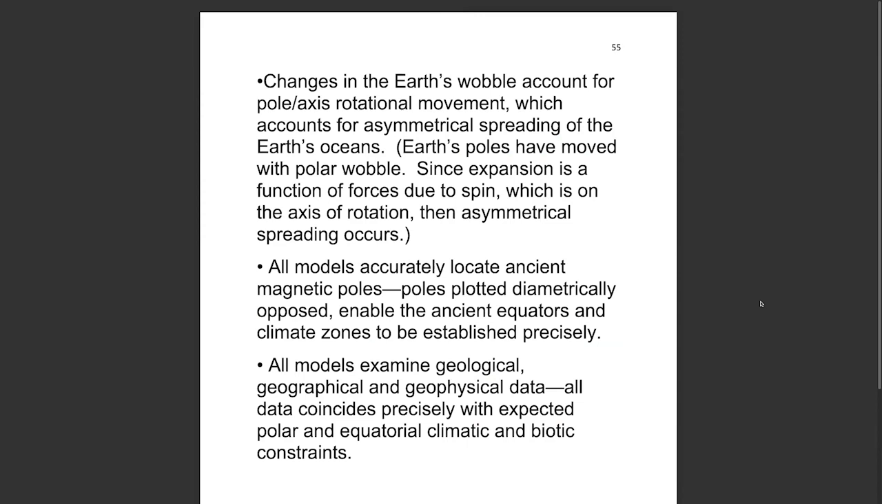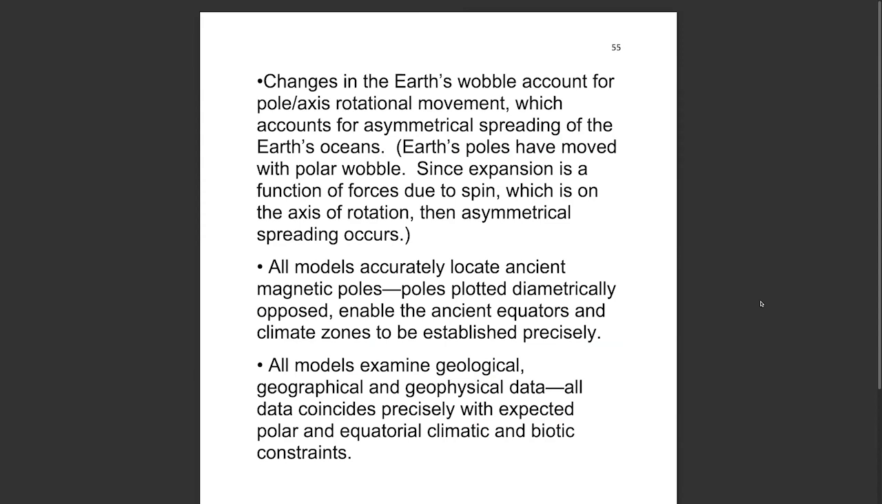The Earth wobbles on its axis and the pole moves. So the polar axis rotational movement is accounted for, and it accounts for the asymmetrical spreading of the Earth's oceans. In other words, that chart where you saw that the equator's in different places because the poles move. Earth's poles have moved with polar wobble. And due to forces due to spin, you have asymmetrical spreading occurring.